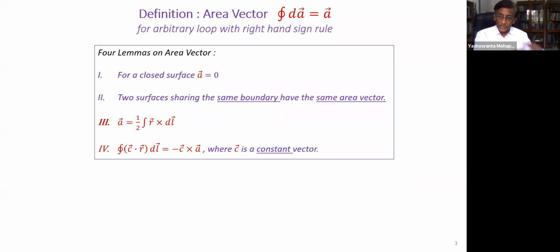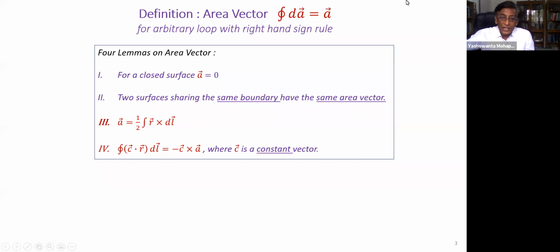For any closed surface, the area vector will be 0. We'll prove it, but this is a very important result. For a completely closed surface, the area vector would be 0. And two surfaces sharing the same boundary have the same area vector. If there are two surfaces and the boundary is the same, then they will have the same area vector. I'll prove all four of them, but first let's understand what we're trying to prove.